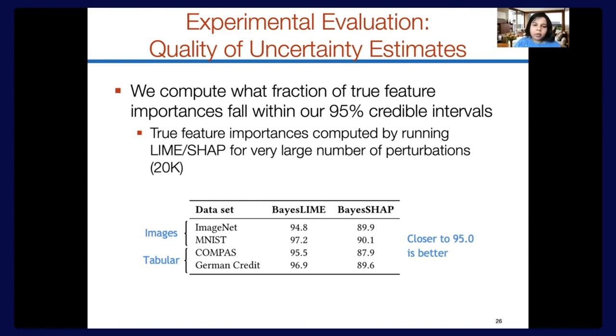And now we compute what fraction of the true feature importances fall within our 95% credible intervals, right? So we first generate our 95% credible interval. Now we will see what fraction of the times the true feature importances fall into this interval. And the closer it is to 95, the more well-calibrated our uncertainty estimates are, right? And as you can see, in this case, a lot of them are quite close to 95. Barring this one, which is slightly lower, or these two, or a few which are slightly lower, they're roughly well-calibrated, but maybe probably not as well-calibrated as this, right? But closer to 95 is better, and we are roughly hitting that zone. Okay.